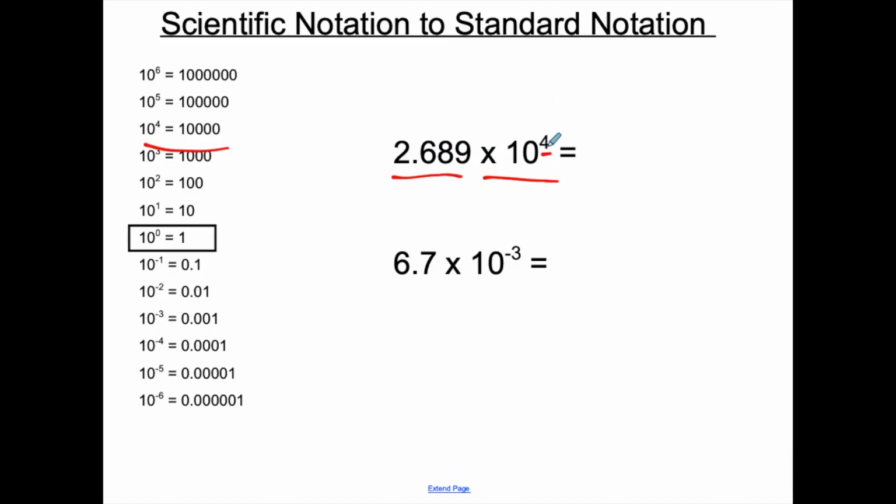This means 4 places, move this decimal right here 4 places, and because it's positive, to the right. 1, 2, 3, and 4. The decimal goes here, and we're going to fill in this blank with a 0. So our answer is 26,890. That is standard notation. We have moved the decimal place 1, 2, 3, 4 places. It's right there. We don't usually need to write it, but that's it.